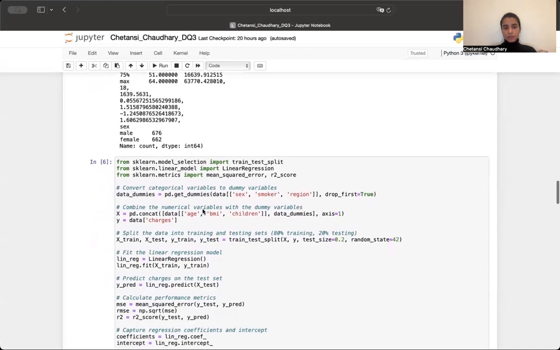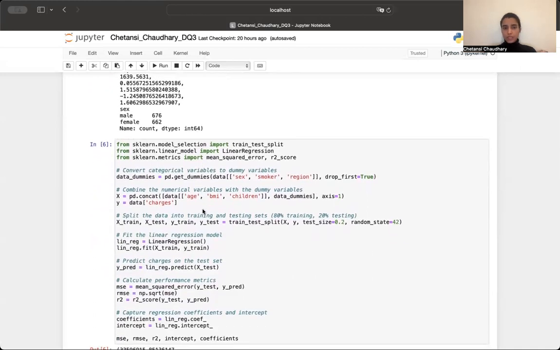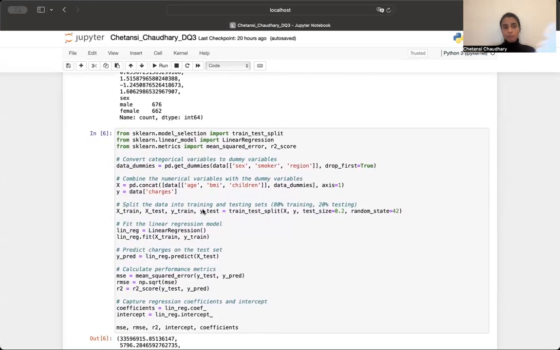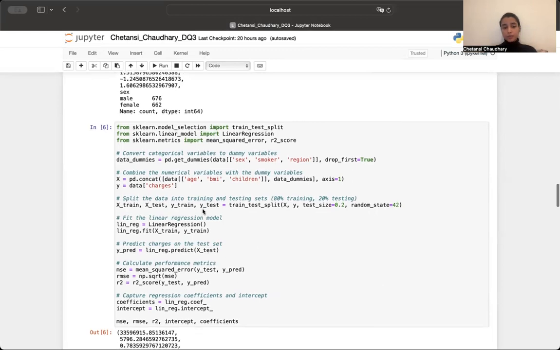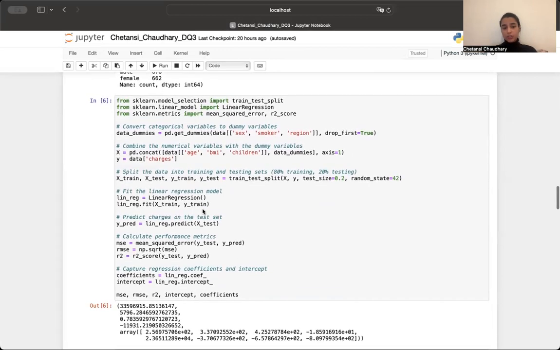Now, I'm jumping to linear regression, which is our one key analysis. We use the OLS method to predict insurance charges based on factors like age, BMI, smoking habits. This allows us to understand which factor is a significant predictor and the nature of their relationship with the charges.